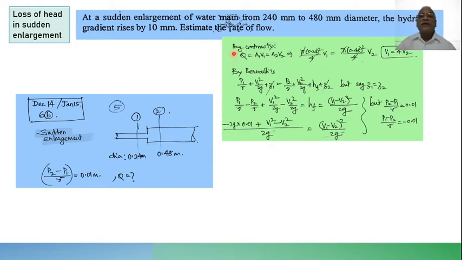Obviously by the continuity equation, Q is equal to A1 V1 equal to A2 V2. This is usual. Because the diameters are given, I can find the relation between V1 and V2, and it is V1 equal to 4 V2.